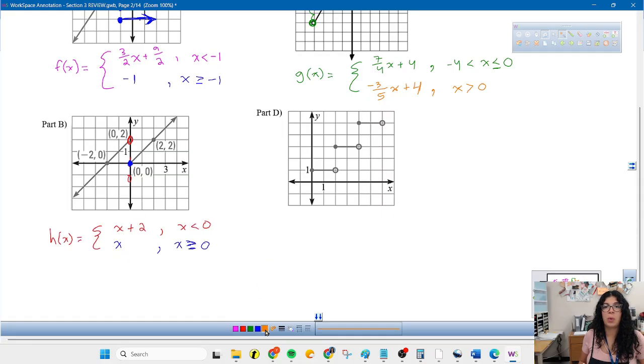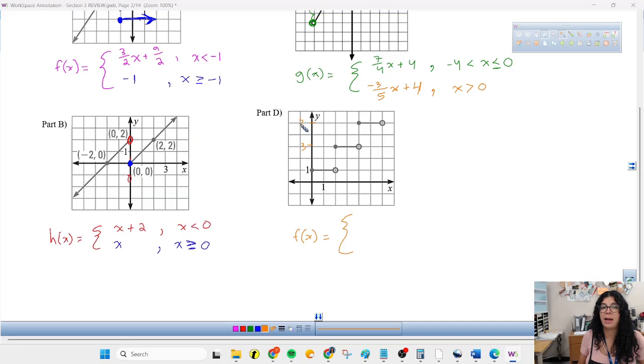All right, and then last one, I'll label this one. Running out of letters. Let's reuse f of x. So this one is 3 lines. We have a horizontal line at 1, then a horizontal line at 3, and a horizontal line at 5.